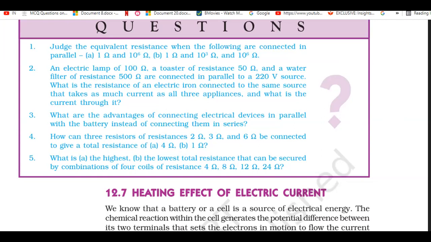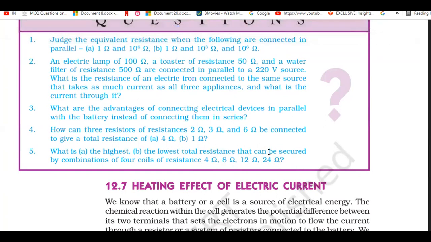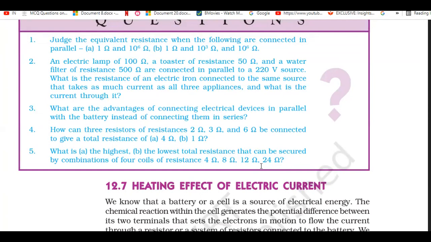Got it, sir. Got the answer? Yes, sir. And when you connect all the resistors in parallel, 1/2 plus 1/3 plus 1/6, are you getting 1? Yes, sir, I got one. In a similar way, this question is being given to you. What is the highest resistance? When you connect all these resistances in series, you will get the highest resistance. And the lowest possible resistance would be when you connect them all in parallel. Okay? Got it?